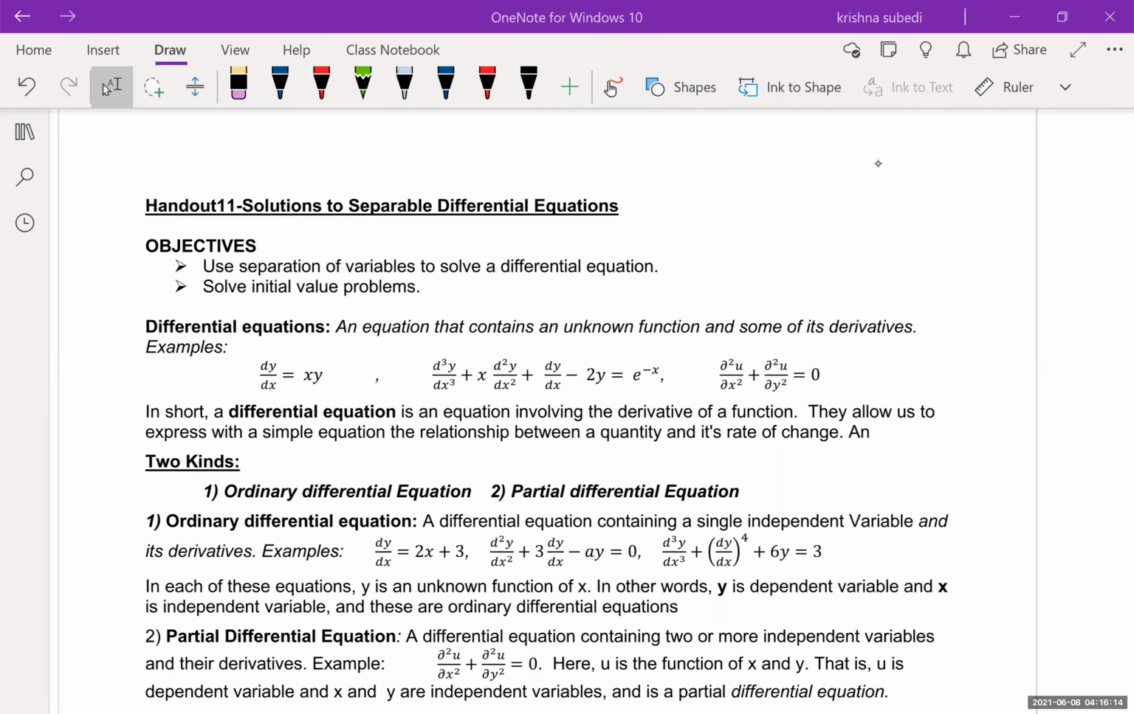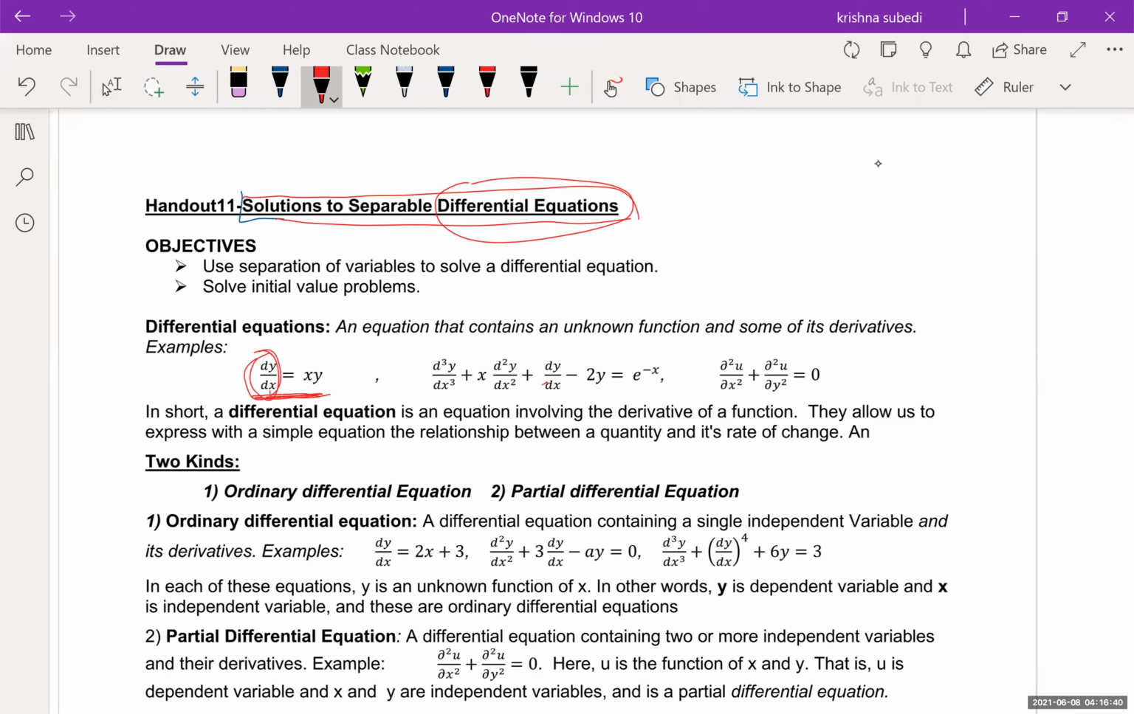So the topic for today's class is solution to separable differential equation. So first of all, what is a differential equation? Here are some examples. A differential equation means it's an equation that involves the derivative, okay?